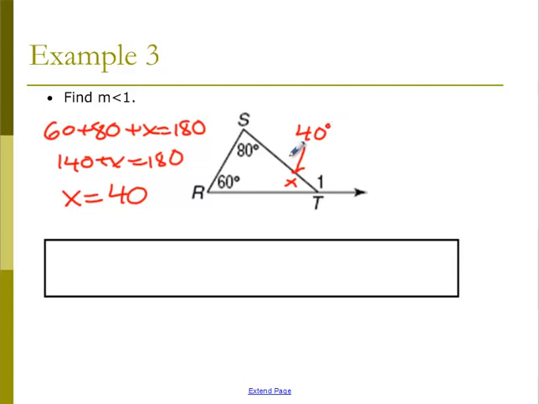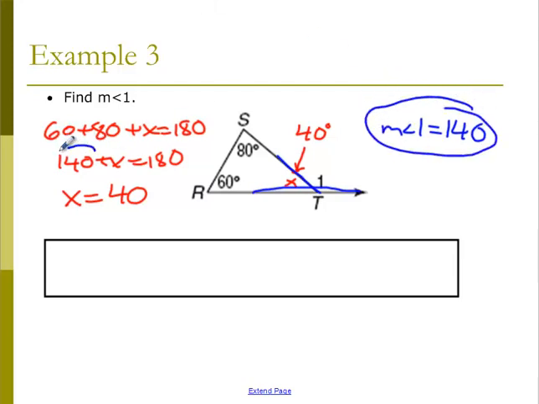is 40 degrees. Now that's important because if I look at it and I trace over it, try my best to draw straight lines, x and angle 1 make a linear pair. So the measure of angle 1 is 180 minus 40, or 140. Now, I already heard the number 140 earlier in this problem. It was over here. What's special about that are these two angles here, 80 and 60. The two interior angles that are not touching an exterior angle add up to that exterior angle.